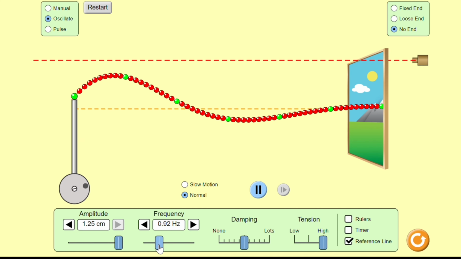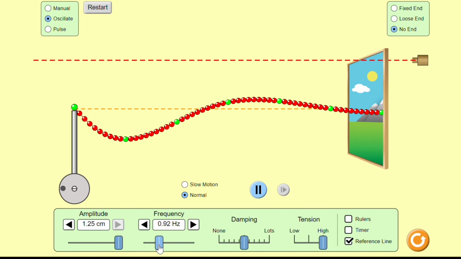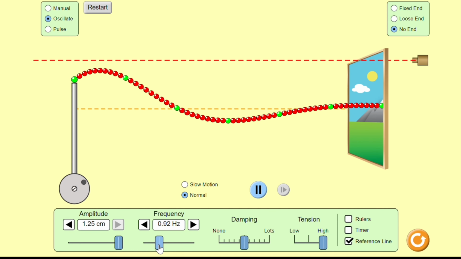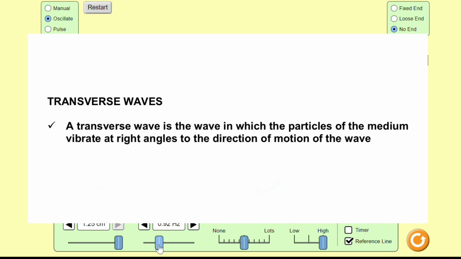Let's make sense of this. We want to talk about transverse waves. We need to start with the definition before we take a look at anything else. So the definition reads as follows. A transverse wave is a wave in which the particles of the medium vibrate at right angles to the direction of motion of the wave. This is what I want us to focus on. The particles of the medium vibrate at right angles to the direction of motion of the wave.